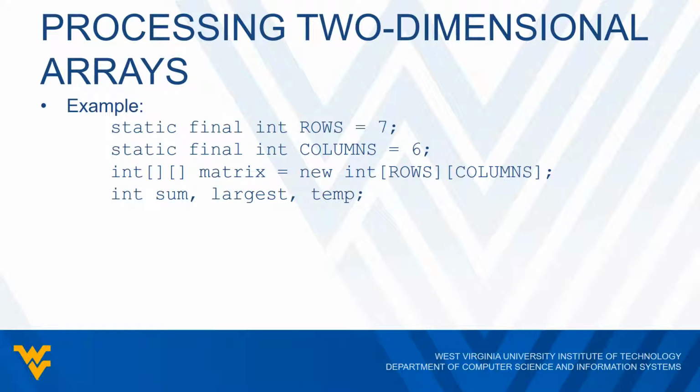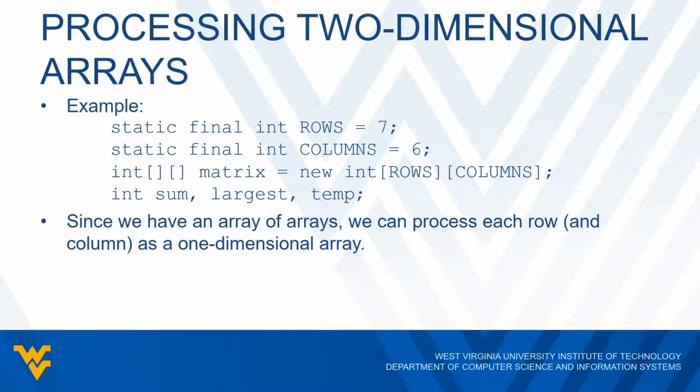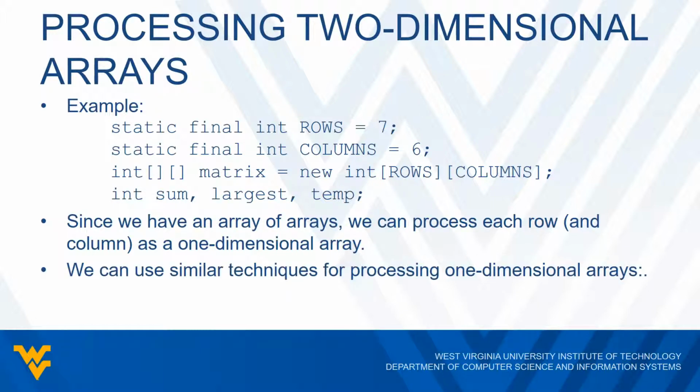So we'll have a sum variable, a largest variable, and a temp variable. Now, since we have an array of arrays, that means we can process each row and each column as one-dimensional arrays. And we've talked about how we can process one-dimensional arrays, right? If you have forgotten, we can use for loops. Yep, that's right. We're going to be using more for loops for processing these arrays.